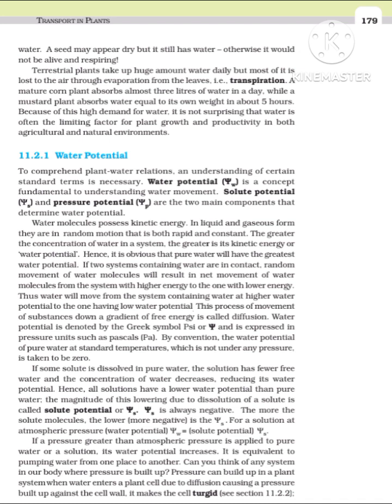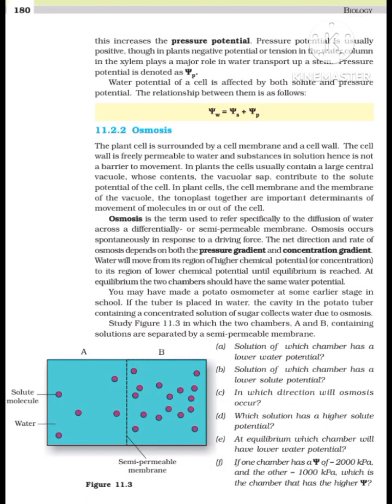Can you think of any system in our body where pressure is built up? Pressure can build up in a plant system when water enters a plant cell due to diffusion, causing a pressure build-up against the cell wall. It makes the cell turgid. See section 1.2.2. This increases the pressure potential.